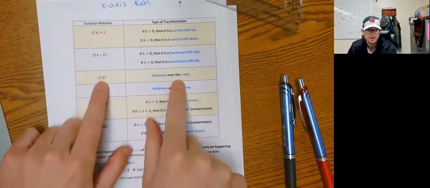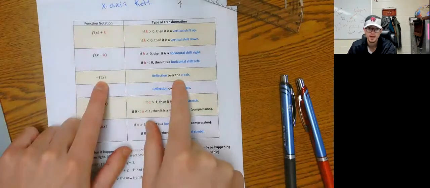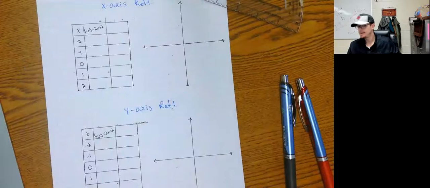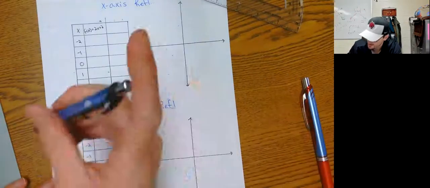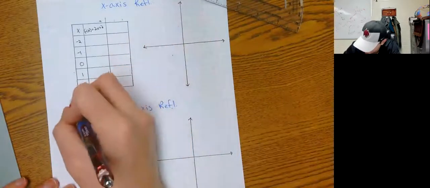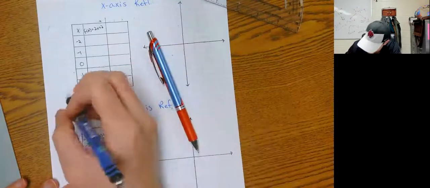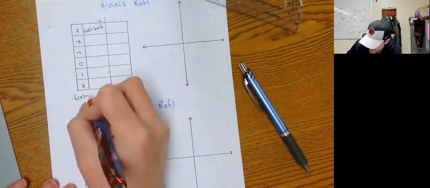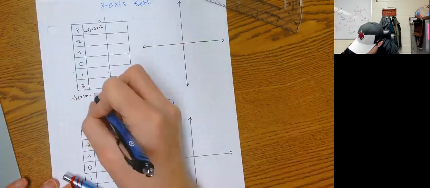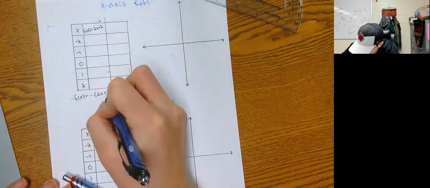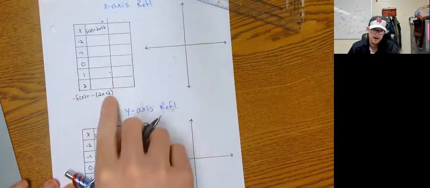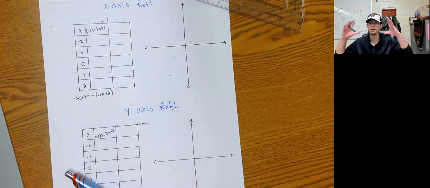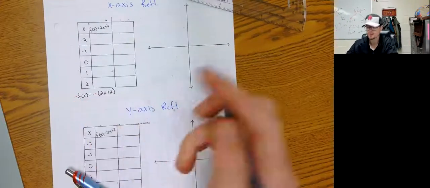X-axis happens to the whole function. So we need to multiply the entire function by a negative. So we're going to have f of x equals a negative times the entire function. When you're doing the entire function, you put parentheses around the whole thing because we're multiplying the entire function by a negative.